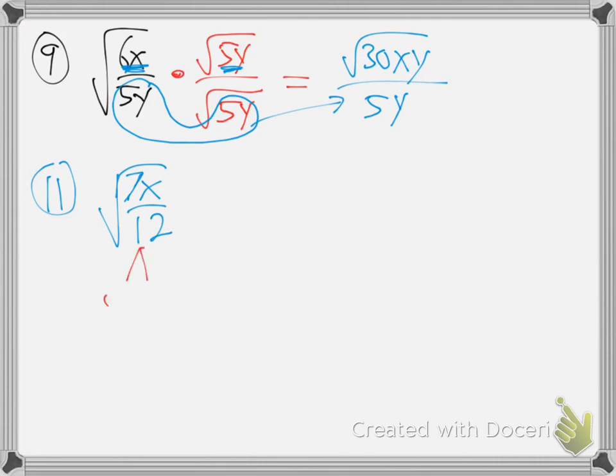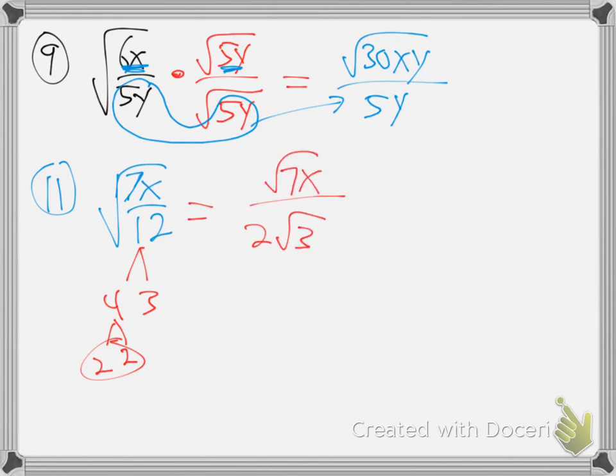So 12 is 4 times 3, which is 2 times 2 times 3. What's in the hook here? 2. So he's saying, give me 2 of anything, I'll ship 1 out. So on the bottom, we got 2 2's. So a 2's coming out, the 3's staying in, the 7x on the top has to stay in. Good so far? I'm not done yet.